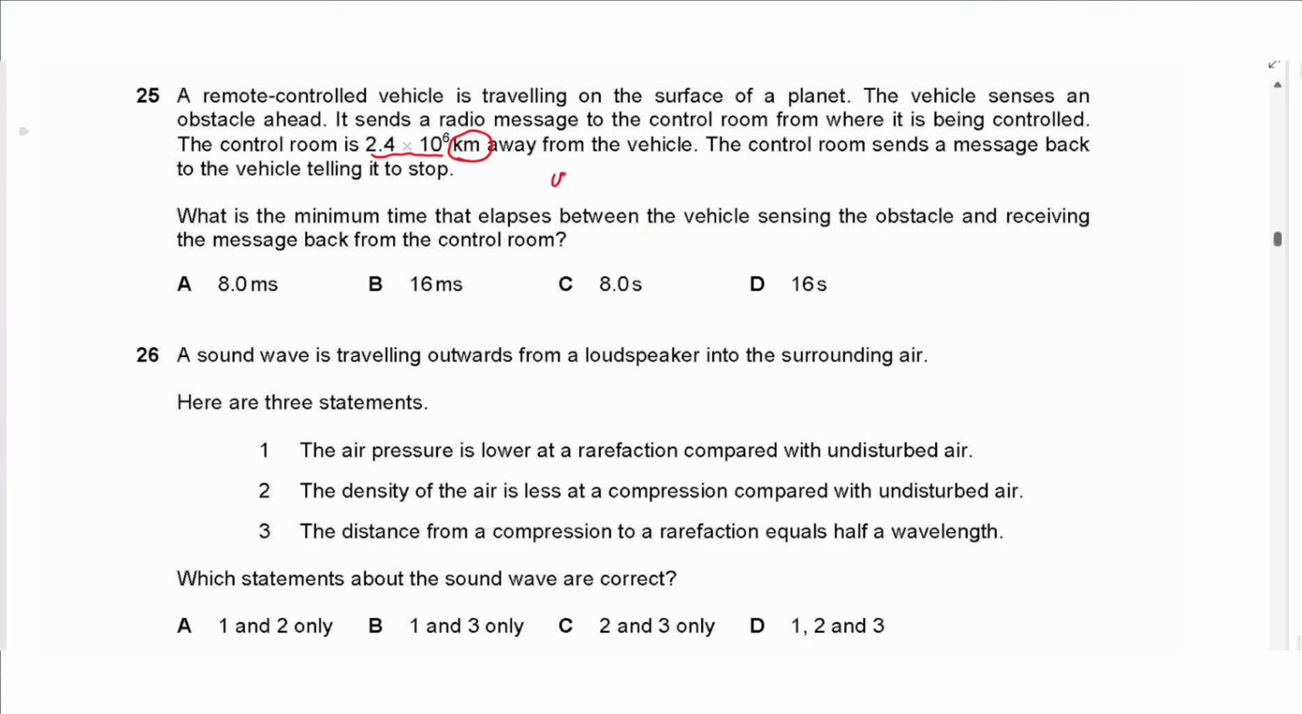So we say that the speed is equal to twice the distance divided by the time. So the time is equal to twice the distance divided by the speed. So we have 2 times 2.4 times 10 to the power of 6, but that's in kilometers, so we multiply by 1000. Then we divide by the speed of light because it's a radio wave. It travels with the speed of light, which is 3 times 10 to the power of 8 meters per second. That gives an answer of 16 seconds, so we choose D.